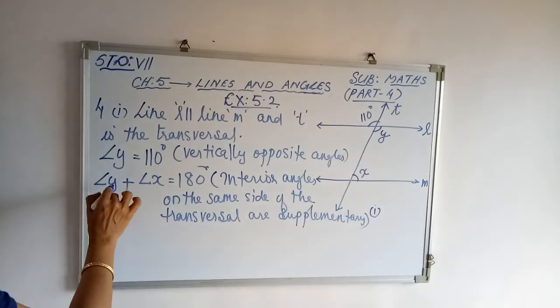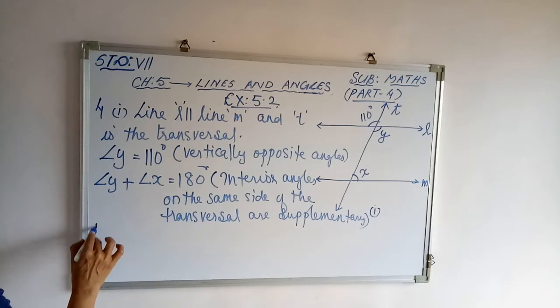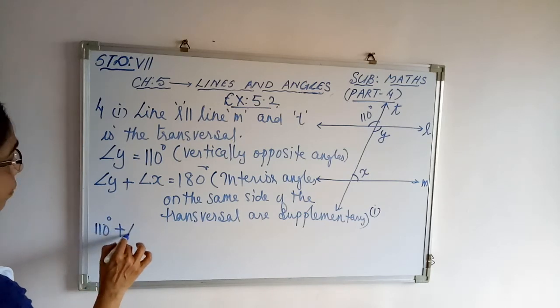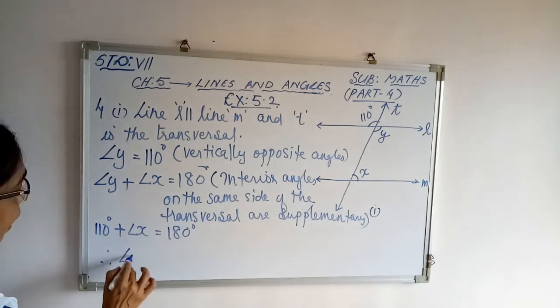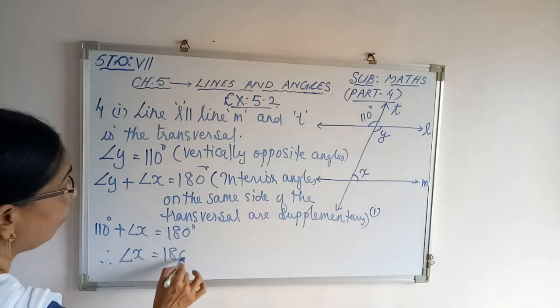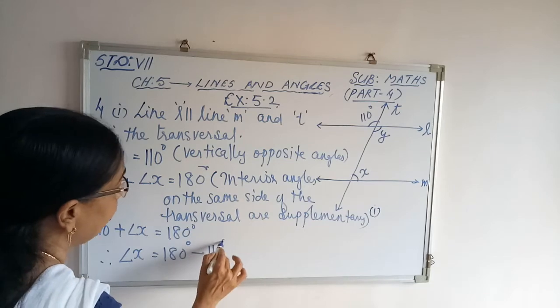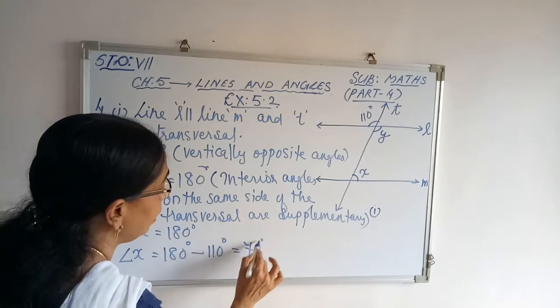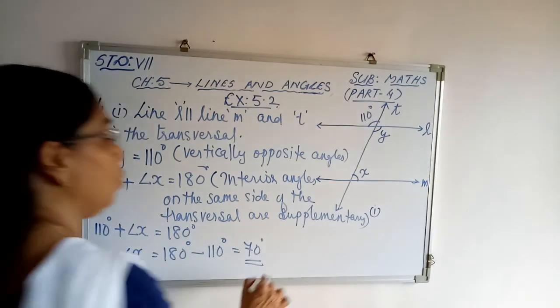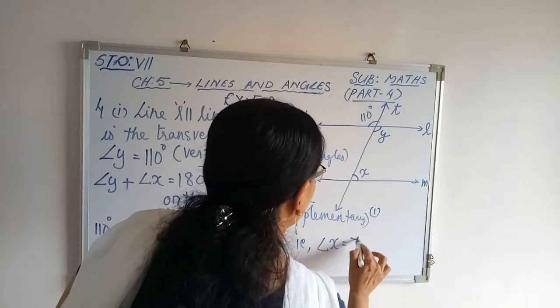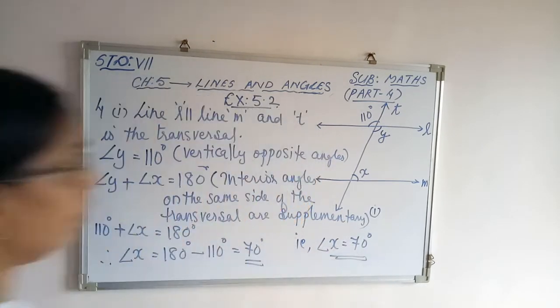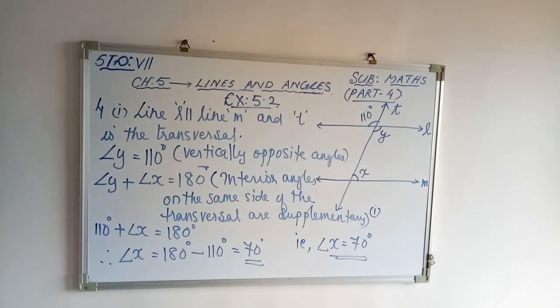Isn't it? Now substitute for Y. We know that Y is 110 degree. So 110 degree plus angle X is equal to 180 degree. Therefore, angle X is equal to 180 degree minus 110 degree, that's equal to 70 degree. Isn't it? Then what is the value of X? Angle X is equal to 70 degree. We got the unknown angle X as 70 degree in the first question. Okay.